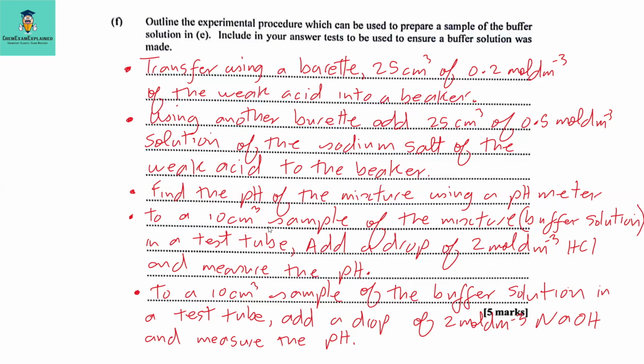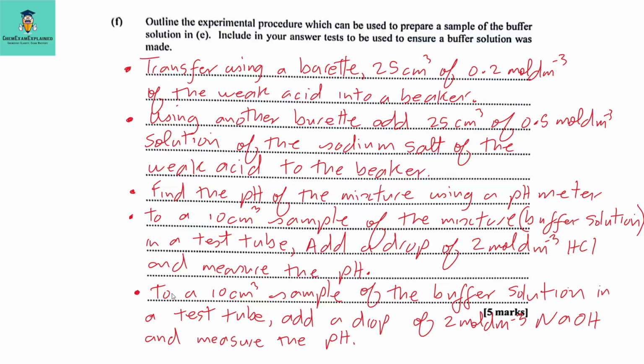To a 10 cm cube sample of the buffer solution in a test tube, we're going to add a drop of 2 mole per dm cube HCl and measure the pH. Remember, a buffer solution should resist changes in pH when small amounts of acids or alkali are added. So the pH should be pretty much constant.